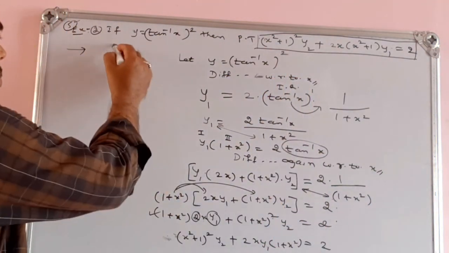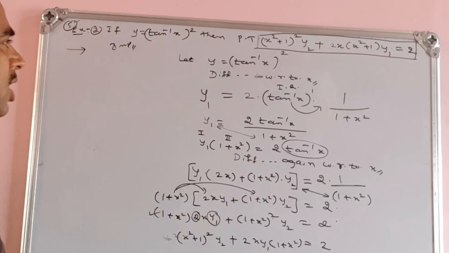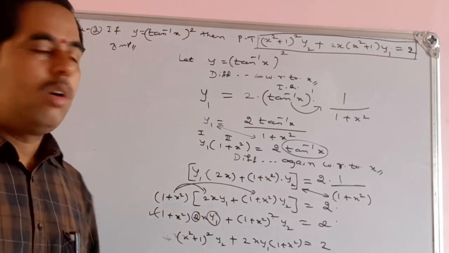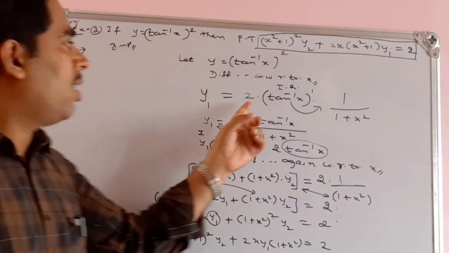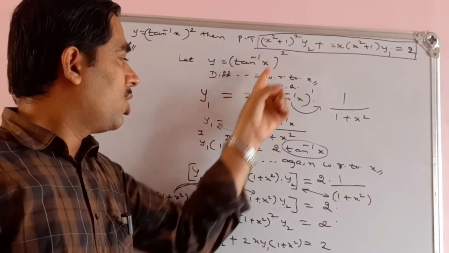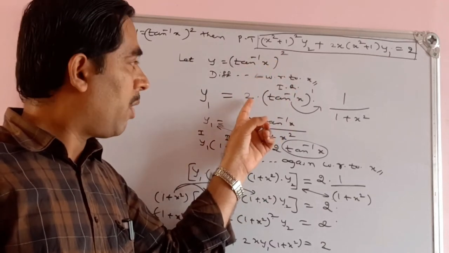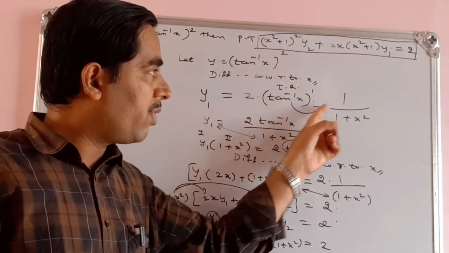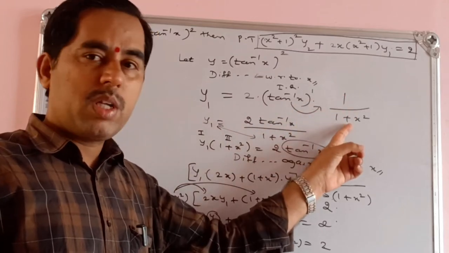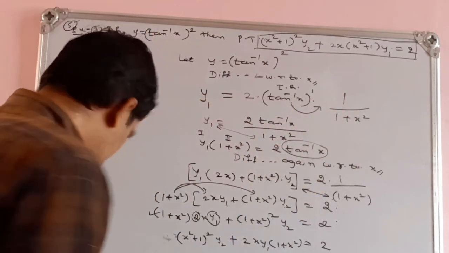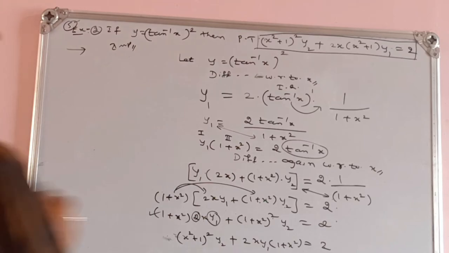So this is one of the important problems which has been asked many times in the examination. Here y is equal to tan inverse x whole square, so we have to differentiate. Use the power rule: 2 into tan inverse x into the derivative of the inner function, and the derivative of tan inverse x is 1 by 1 plus x square. In this way we can obtain the result.